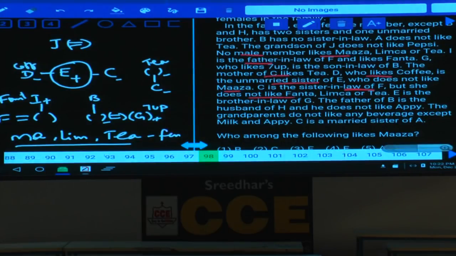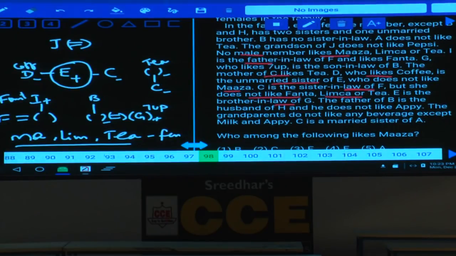But C does not like Fanta, Limca, or T. And E is the brother-in-law of G. Now E is the brother-in-law of G means another person is also there, G. That means G and F are the husbands of the sisters of D, E and C, isn't it? Then the father of B is the husband of H.